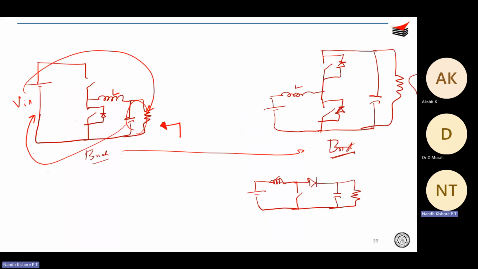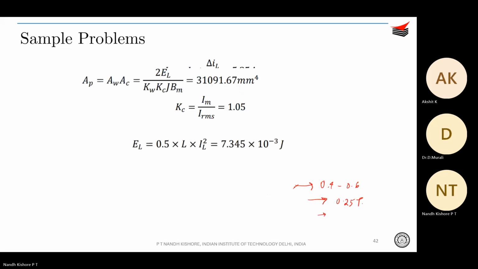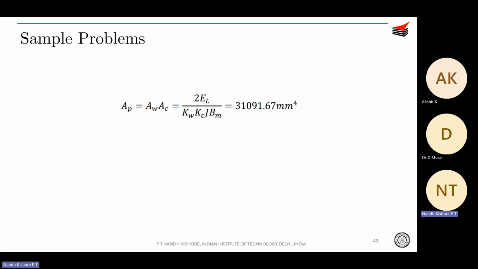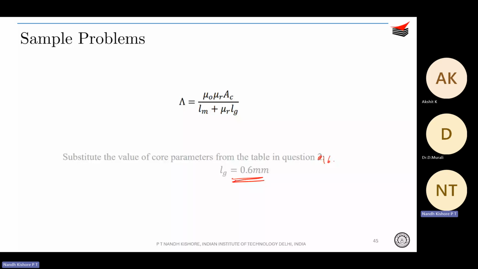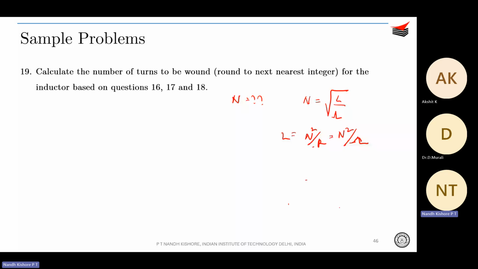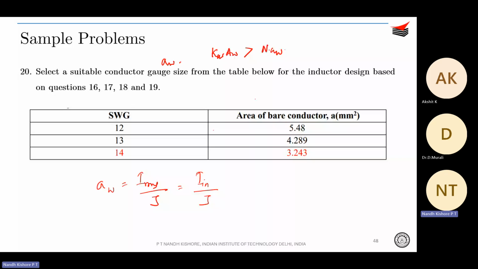The second problem is how to find out the core. For that, you need to compute your area product AP, correct? And you choose a core that has a greater area product. The next question is find out the air gap length. Again, from the reluctance equation, you find the air gap length. And for the number of turns, again, L is equal to N square by reluctance, or N square into permeance. Finally, you end up with the standard wire gauge size. So AW, the cross section of your wire, should be I in by J, or IRMS by J.